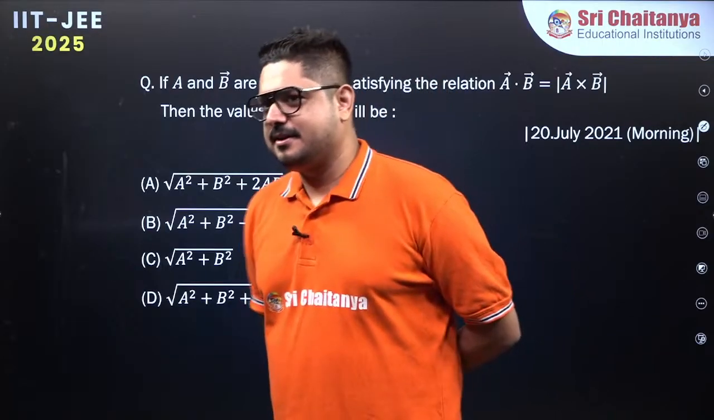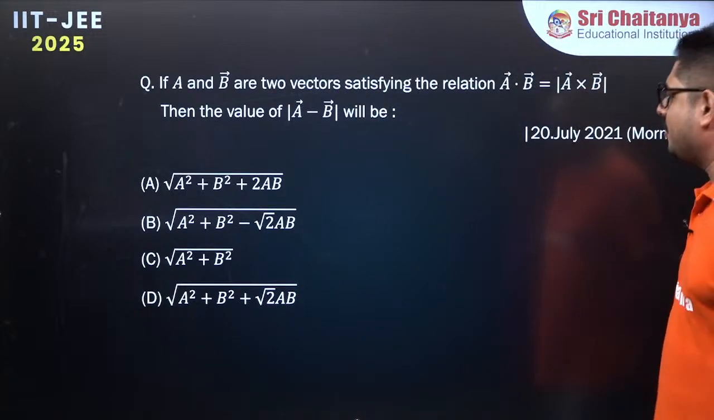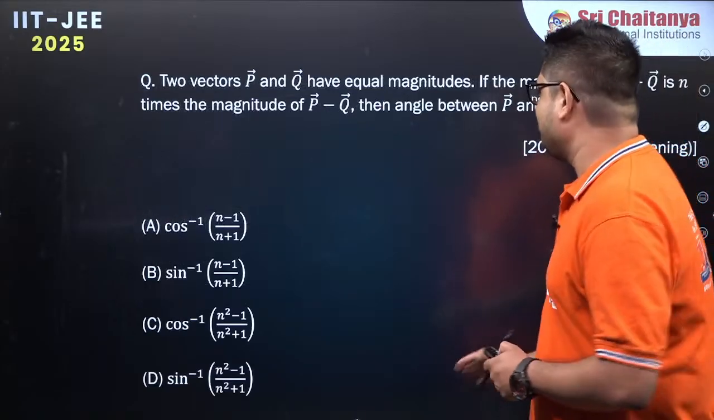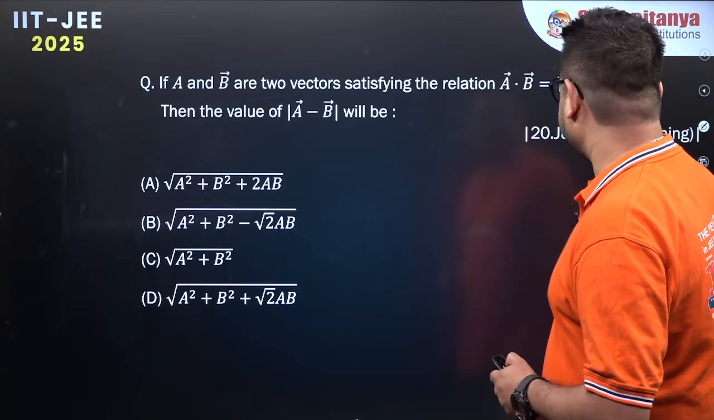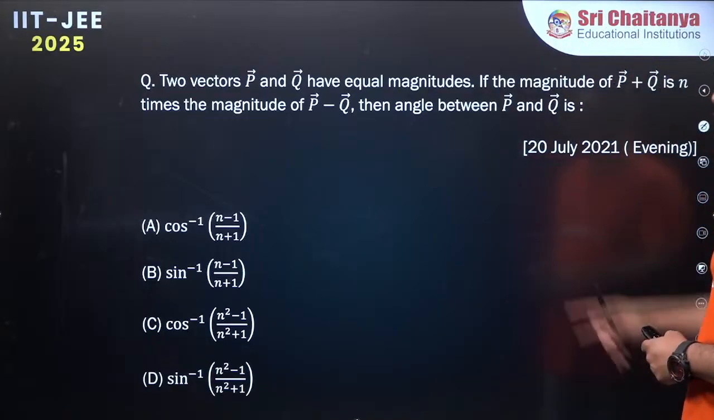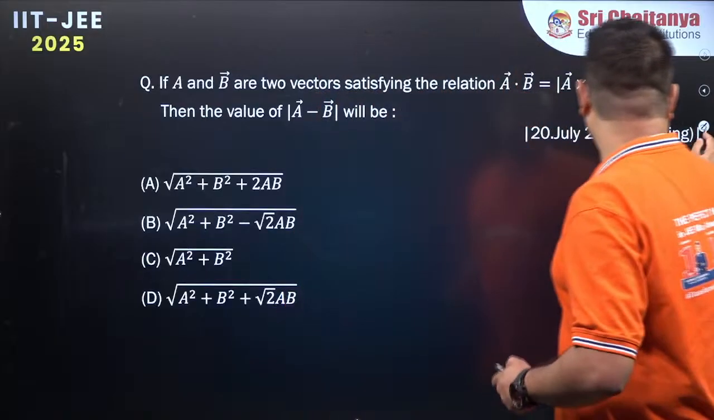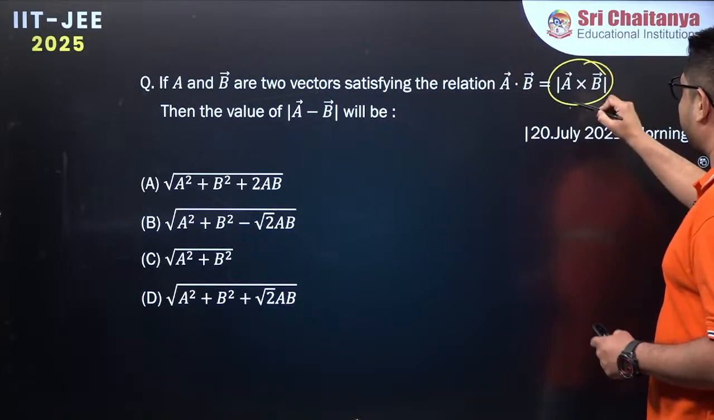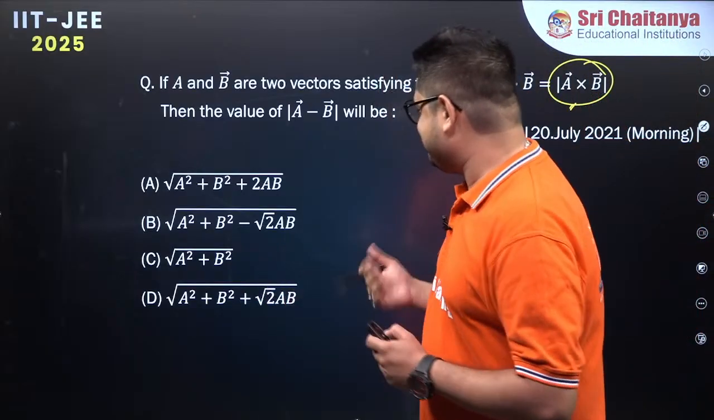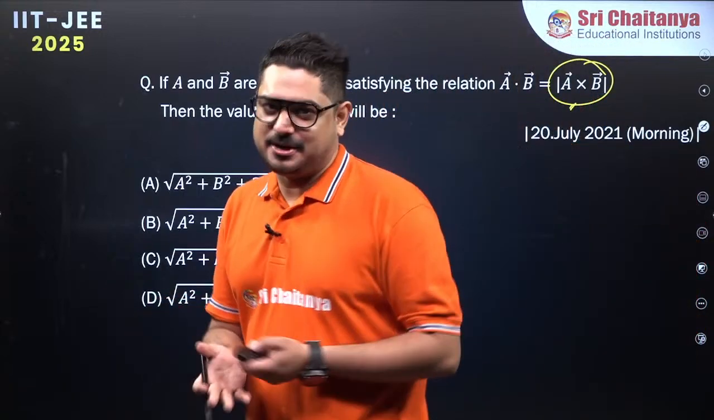So this is the question, everyone. If A and B are two vectors satisfying the relation A dot B... Okay, A cross B has come, but you don't know cross product yet, so forget that. Let's try to solve another question. Two vectors P and Q have equal magnitudes. Because you don't know this one, I believe we can solve this question once we are aware of A cross B. Everyone is answering C, okay. We'll figure it out tomorrow. I haven't discussed A cross B yet.